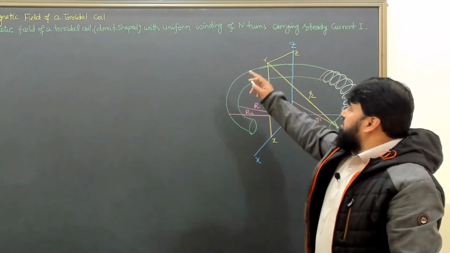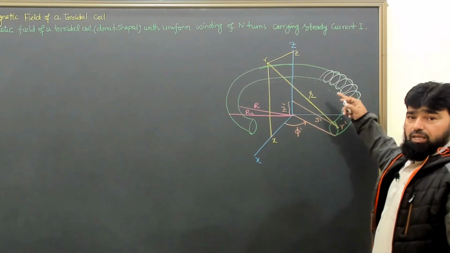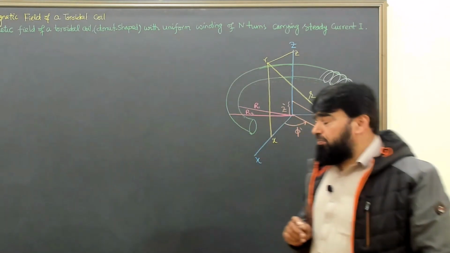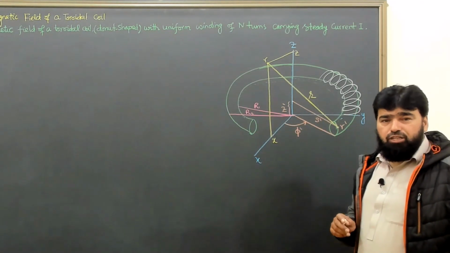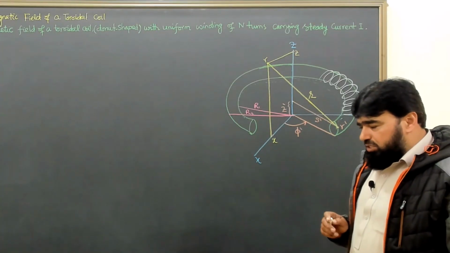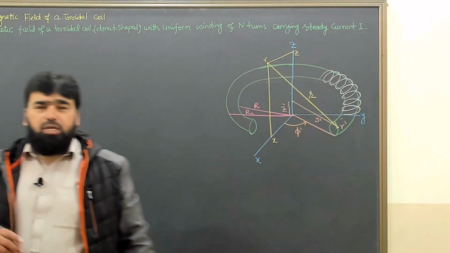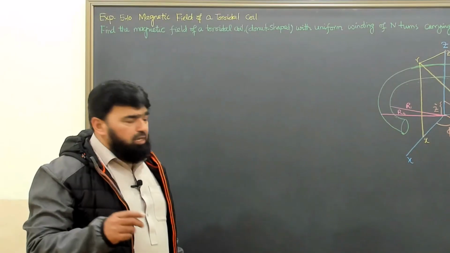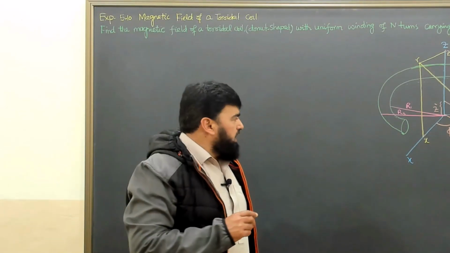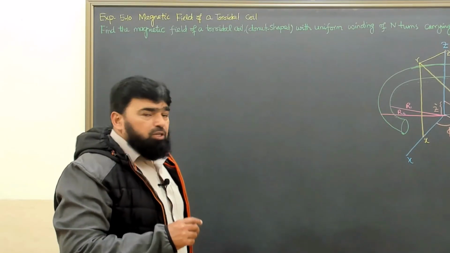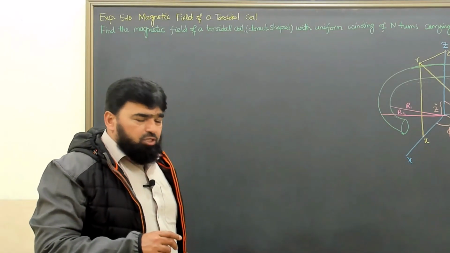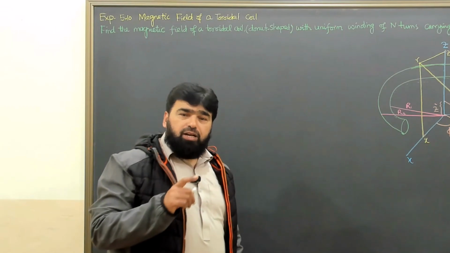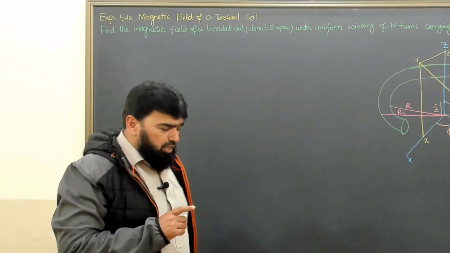We know that it has a uniform winding, and there are n number of turns, and it is carrying a steady current I. Now we will have to understand the geometry of the problem, which is basically a combination of the Cartesian coordinates and the cylindrical polar coordinates. Because we have different sorts of calculations here, and the very first thing in this problem is to find the direction of the magnetic field. Where's the direction of the magnetic field?